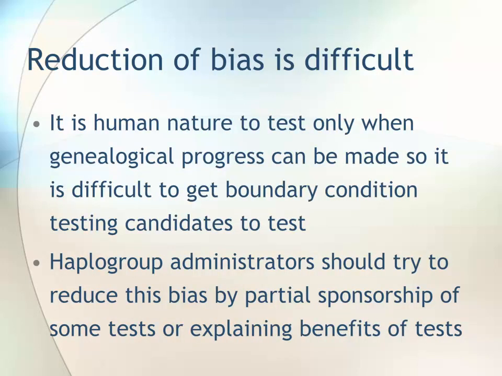Any discussion of statistics wouldn't be complete without a discussion of bias. And there is a significant bias in testing. People who have high genetic distance and very poor signature matches, they're on the borderline of boundary conditions. They just don't feel like they have a good chance of testing positive, and they check out. And haplogroup administrators need to reduce this bias by either sponsoring their testing or explaining the benefits and showing them mathematically that they do actually have a pretty high probability of testing positive.